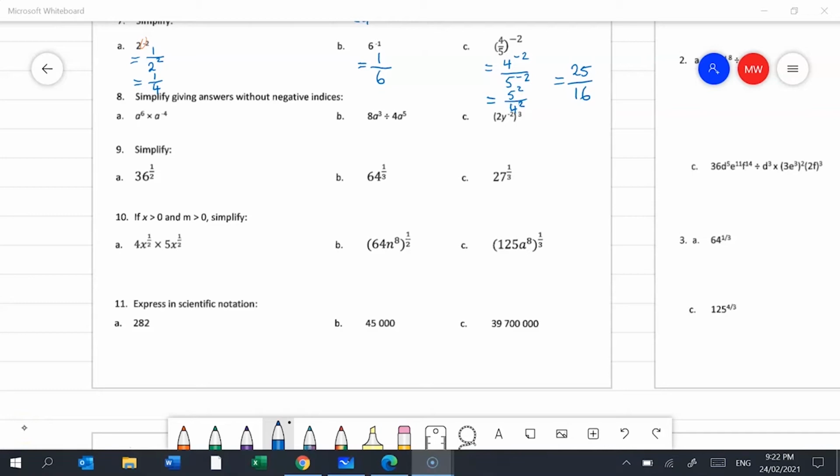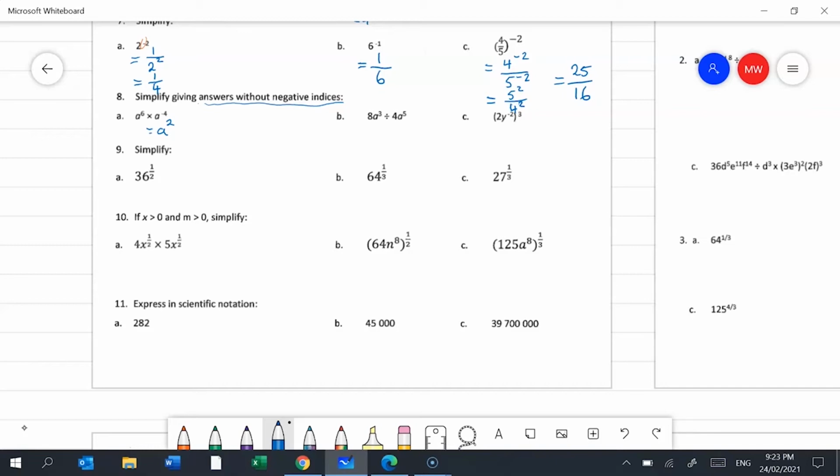The thing to watch in question 8 here is that it says that we have to answer without negative indices. So if we end up with any negative indices, we'll have to tidy that up. So we'll see how we go. In the first one, it's nice and simple. We've got a to the 6 times a to the negative 4. That means we just have to add those indices. So we've got a, and then 6 plus minus 4 is the same as saying 6 minus 4. So this one's just a to the 2. It's got positive indices, so we don't have to do anything about that.